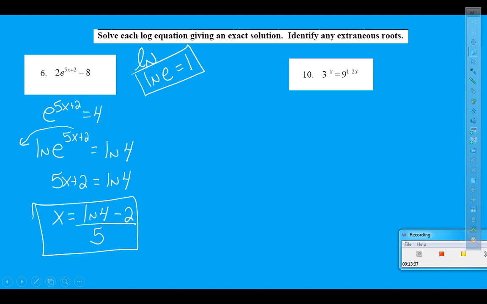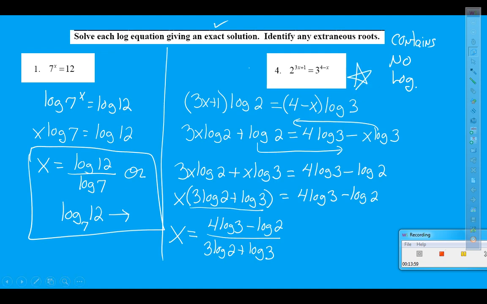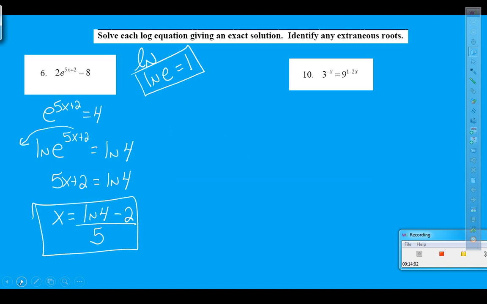Here's another number 10, another one of those. Now I'm going to show you a shortcut on this one. That way it doesn't have to be solved like this guy here. I spy on number 10, I spy that 3 and 9 can be rewritten as a common base. I'm going to leave 3 to the negative x alone. But I'm going to think of 9 as 3 squared. So I really have 3 squared times 1 minus 2x.